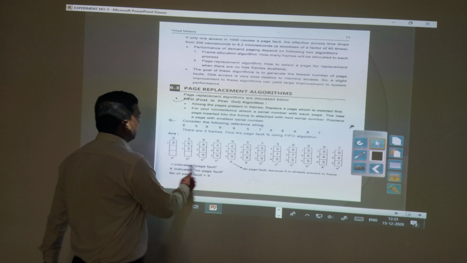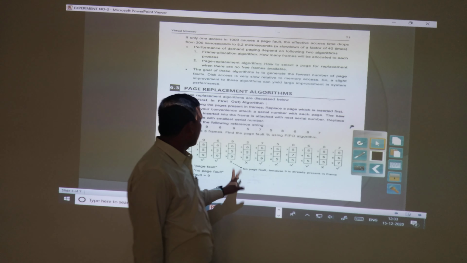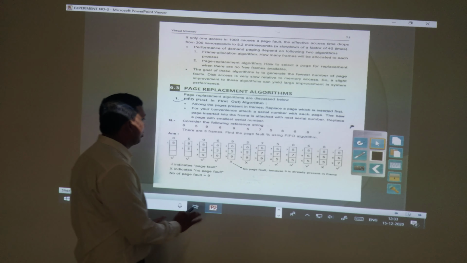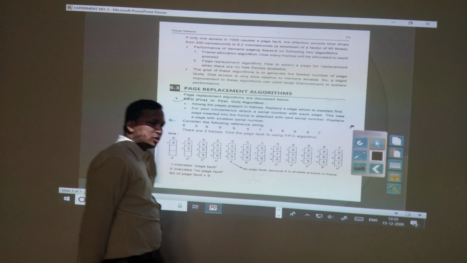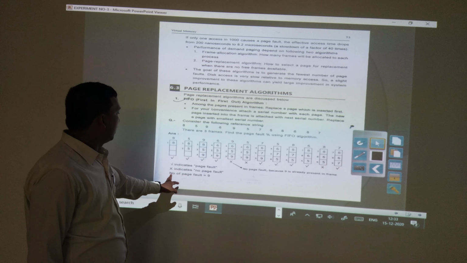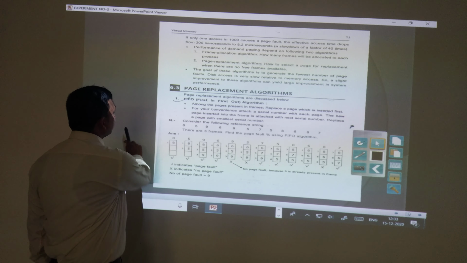So here the tick mark indicates that there is a page fault, but the cross indicates that there is no page fault. So the number of page faults equals 1, 2, 3, 4, 5, 6, 7, 8, 9. So 9 is your page faults and no page faults is 1, 2 and 3.